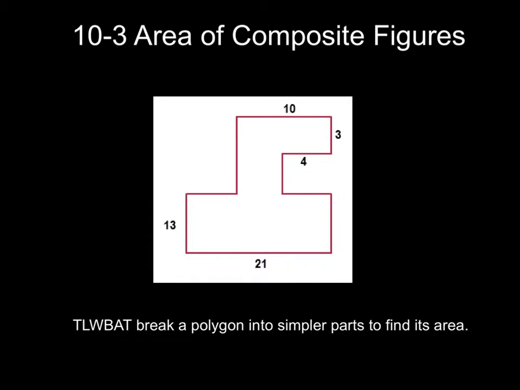Today we're going to be talking about how to find area of composite figures. What we're going to do is break a polygon into simpler parts to find its area. So an example would be this figure right here. I could cut it right here and right here to find the area of the shape.